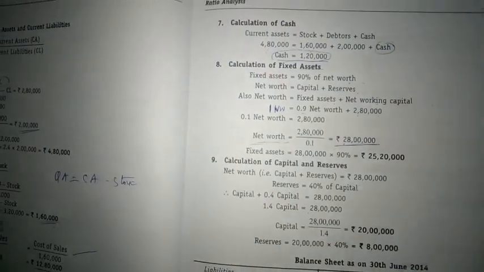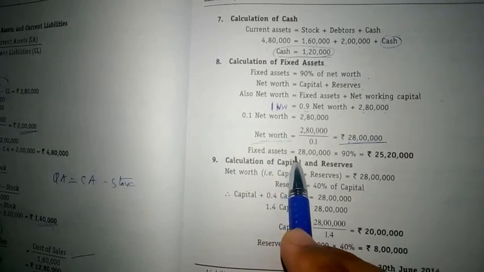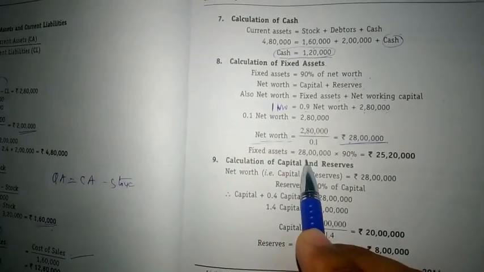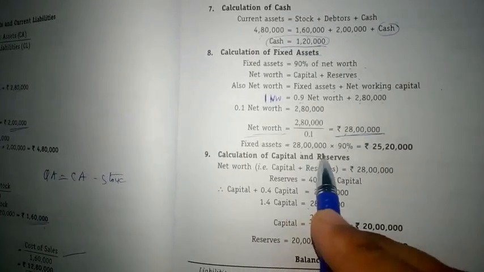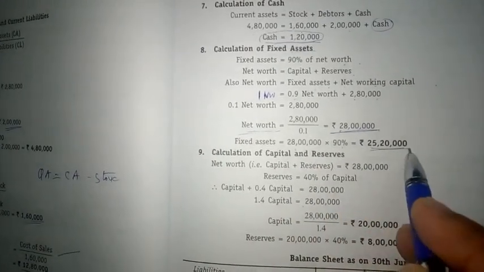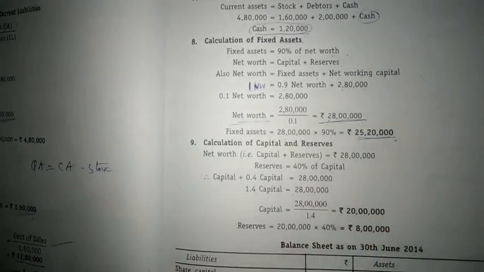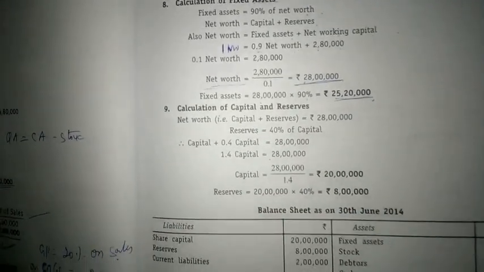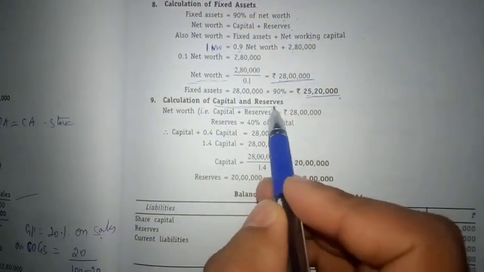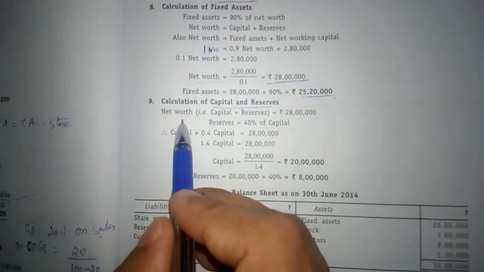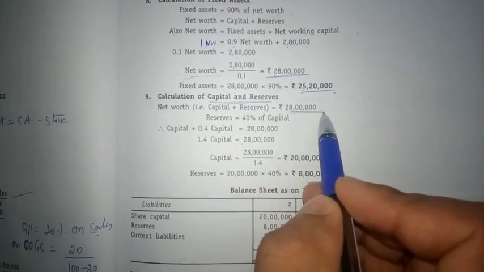So if total net worth is 28 lakh, then the fixed asset will be 90% of the total net worth. 28 lakh into 90%, you will get 25 lakh 20,000, that is fixed asset. So after calculation of the value of fixed asset, we need to calculate the capital and reserve balance. So net worth is capital plus reserve, that is 28 lakh. We have already calculated it here.